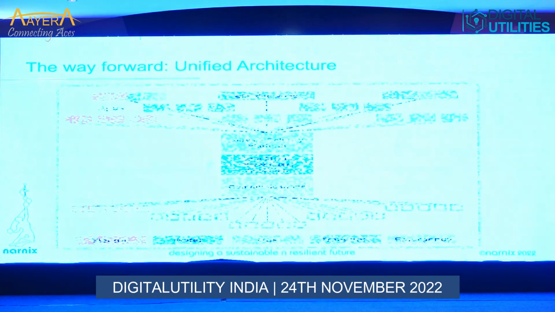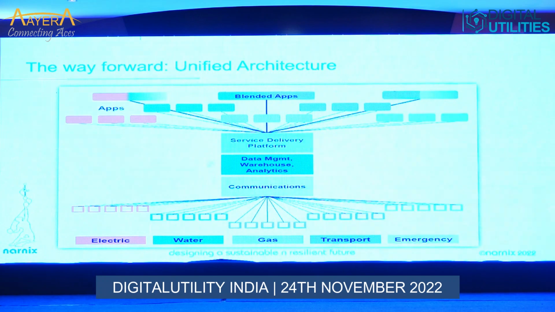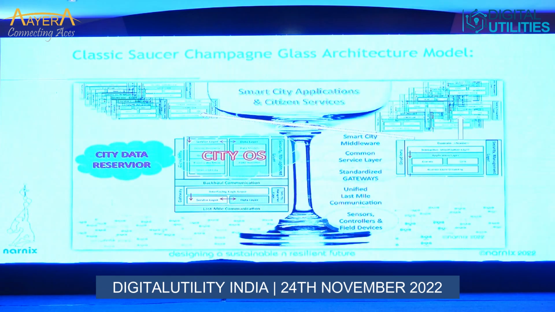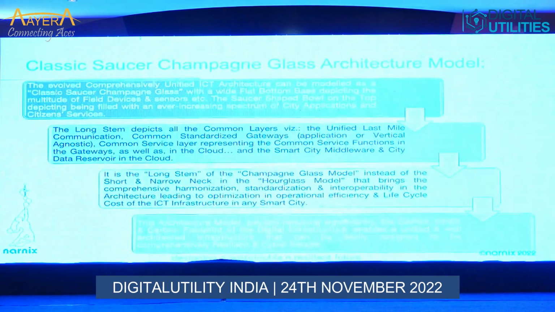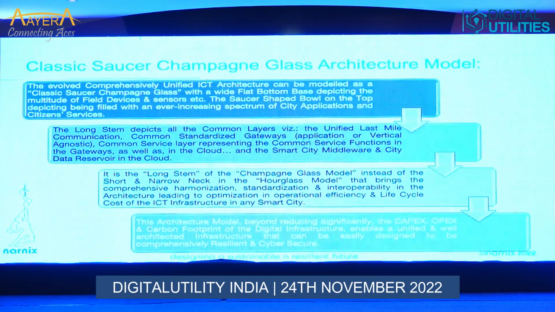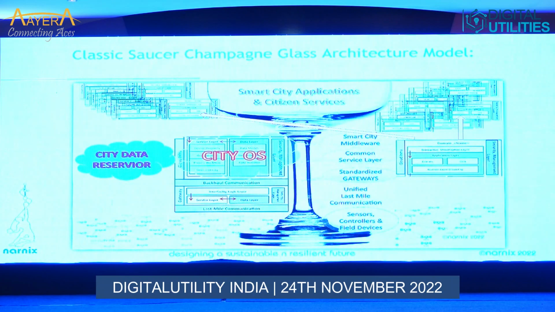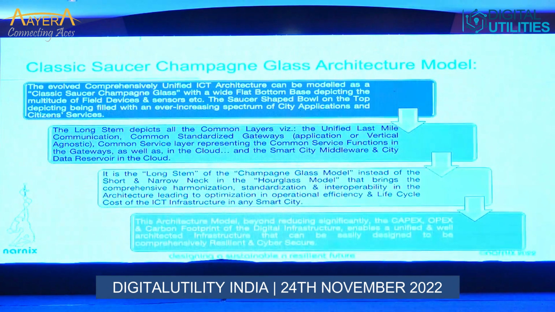So understanding the common aspects, we came up with a unified architecture, merging all the common layers into one unique. And this is a very interesting new architecture model instead of the hourglass architecture model, where we have this long stem with 4 major layers: unified last mile communication, standardized gateways, common service layer, and smart city middleware, whether it is a utility or a smart city middleware, which can be standardized across use cases and applications within a particular domain.